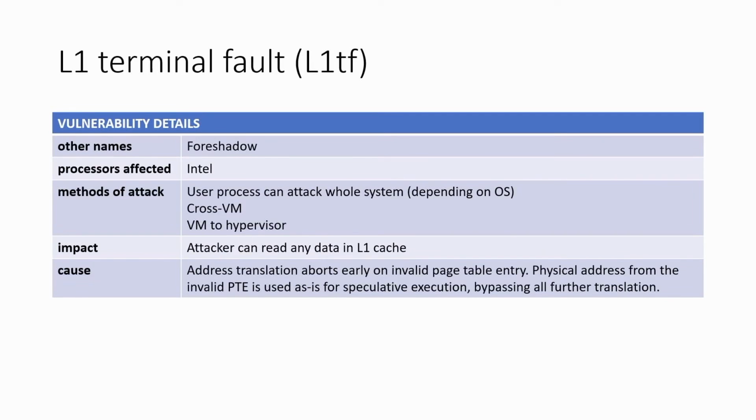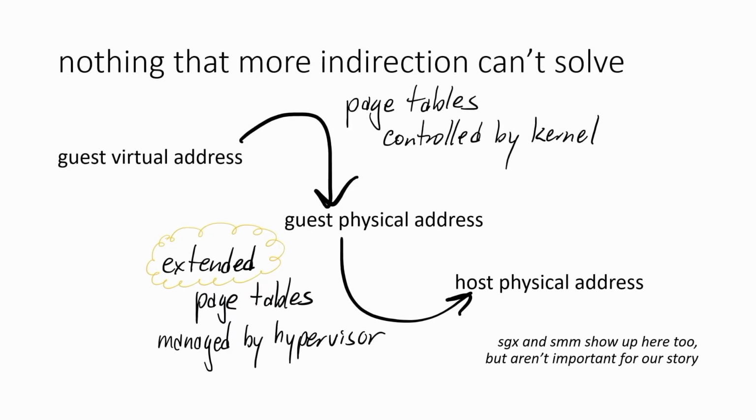To understand what's going on here, let's take a quick look at how address translation works on x86. To start, we have a virtual address. The page tables managed by the OS map that virtual address to a physical address. If we're in a VM, that's actually a guest physical address, and we will map it to a host physical address using another layer called extended page tables. That last host physical address is what's actually used to access memory.